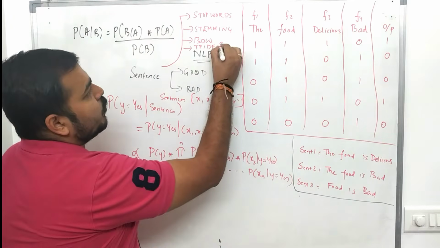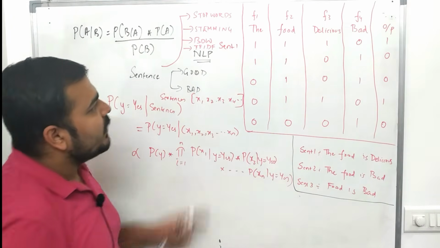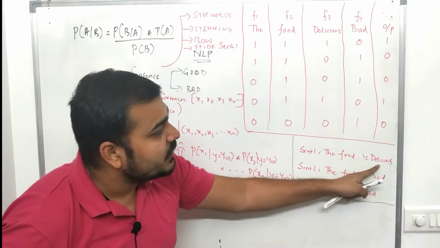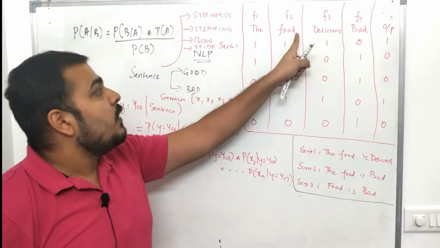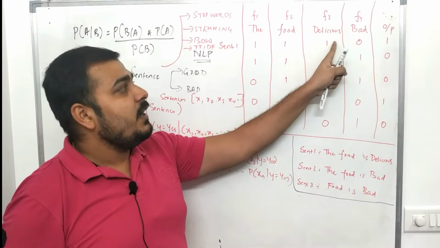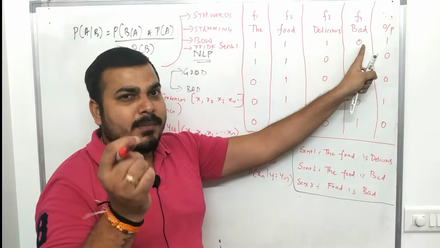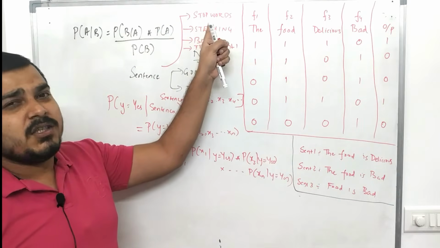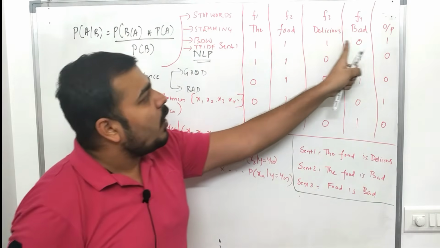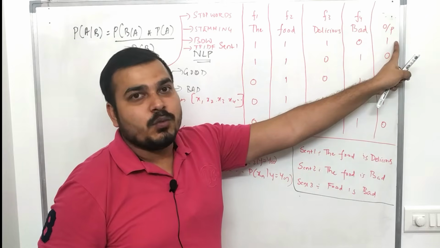Now my sentence 1, over here, is "the food is delicious." So for "the" I'm putting the count as 1, food again 1, delicious 1, bad is 0. Now you may be thinking, where did "is" go? "Is" will be removed by the pre-processing step, that is, stop words. So for all these values, I am getting the output as 1.